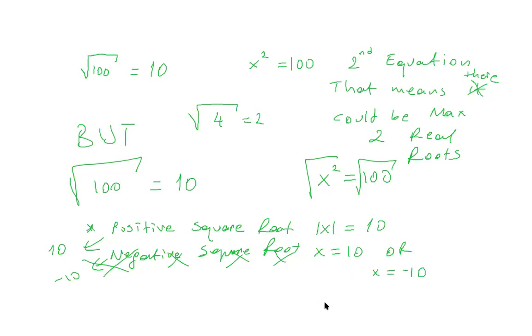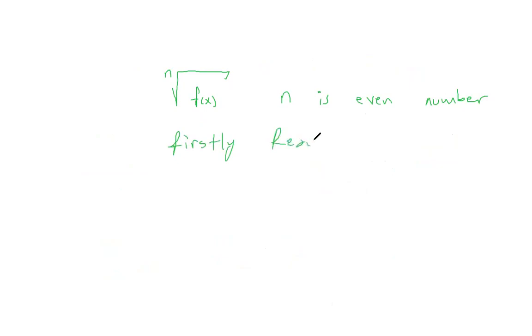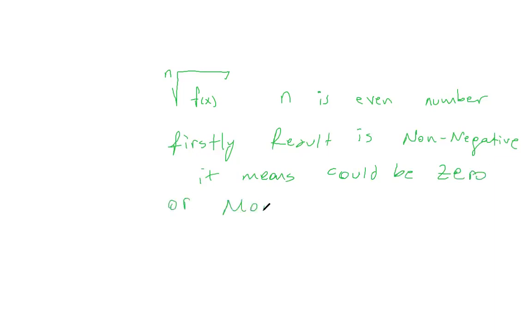So what I want you to know this. For the square root of anything, actually nth root of f of x, when n is an even number, firstly, the result is non-negative. It means it could be 0 or more than 0.